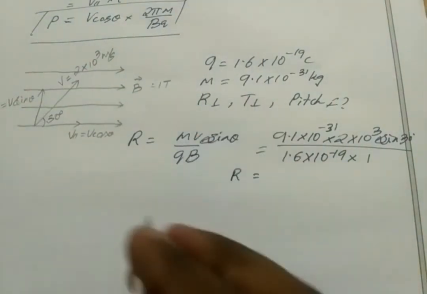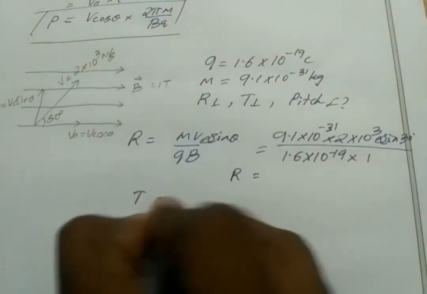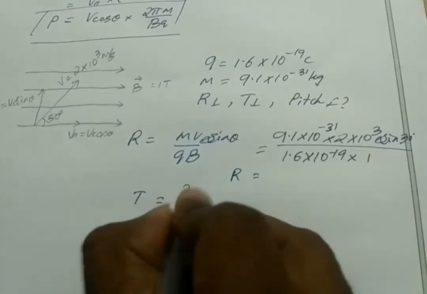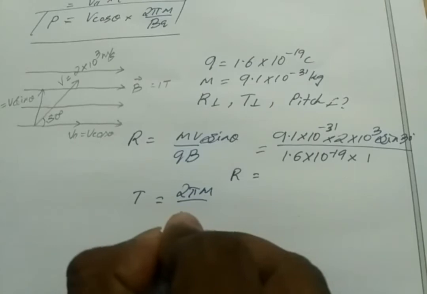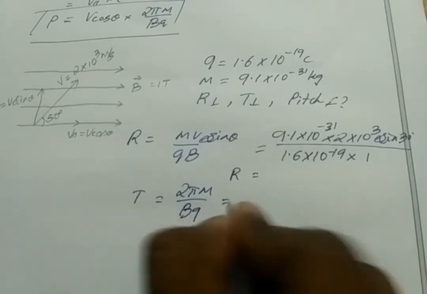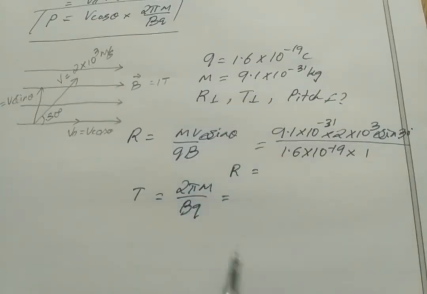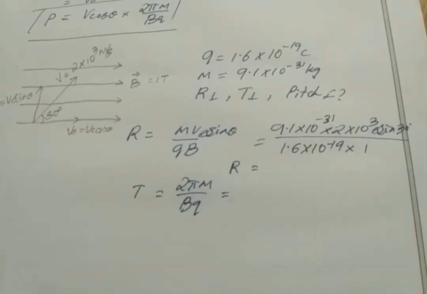Next, time period. What's the equation for time period? T equal to 2 pi m by BQ. Substitute all the values. We know the mass value, magnetic field value, charge value. Substitute all the values, then you will get the time period answer.